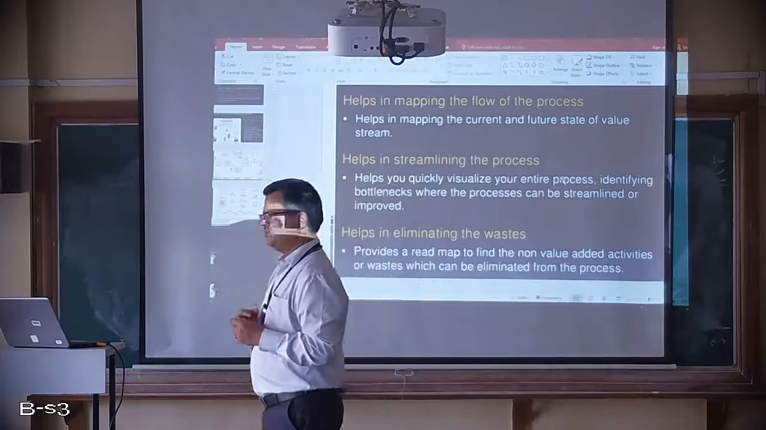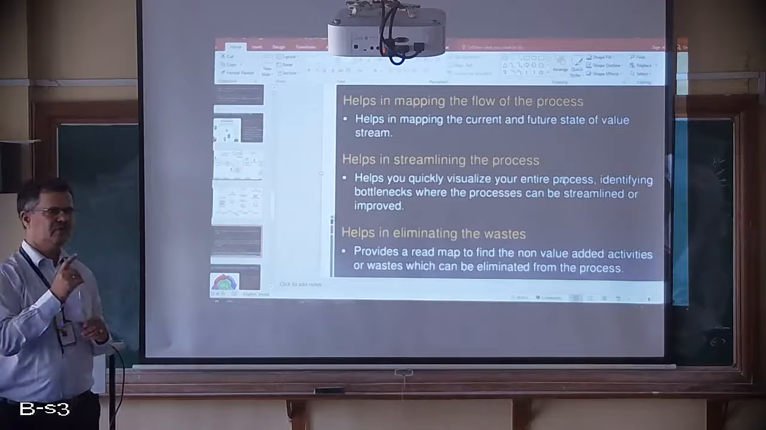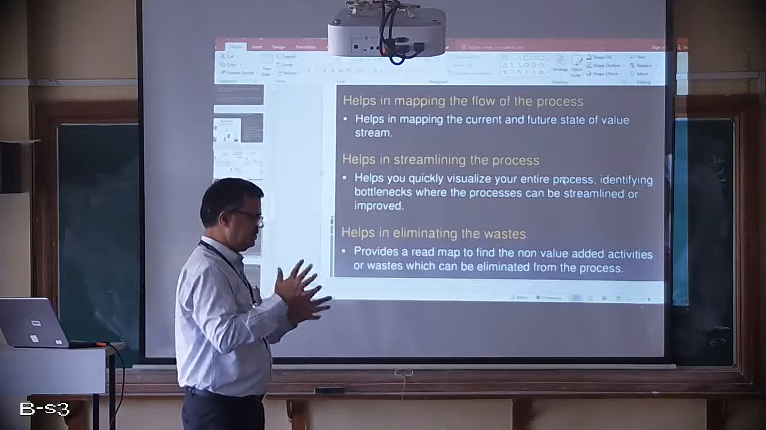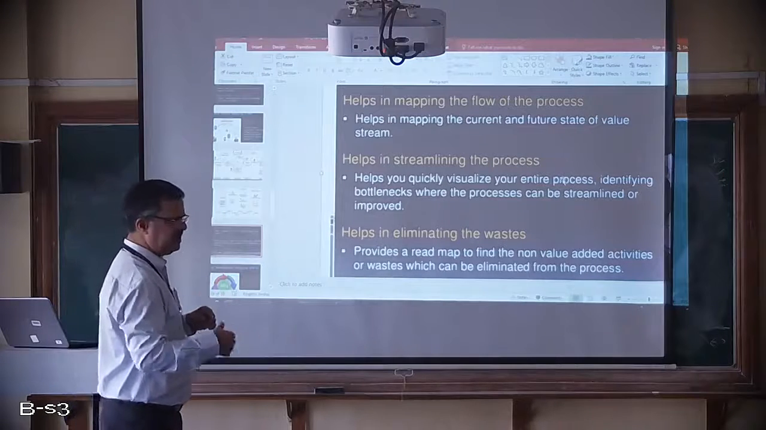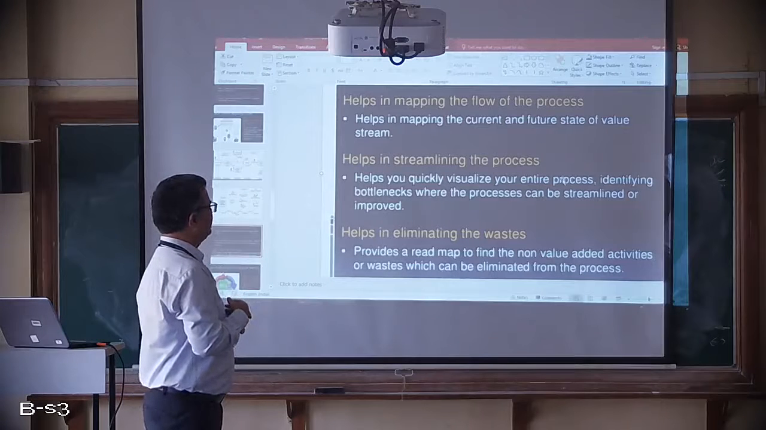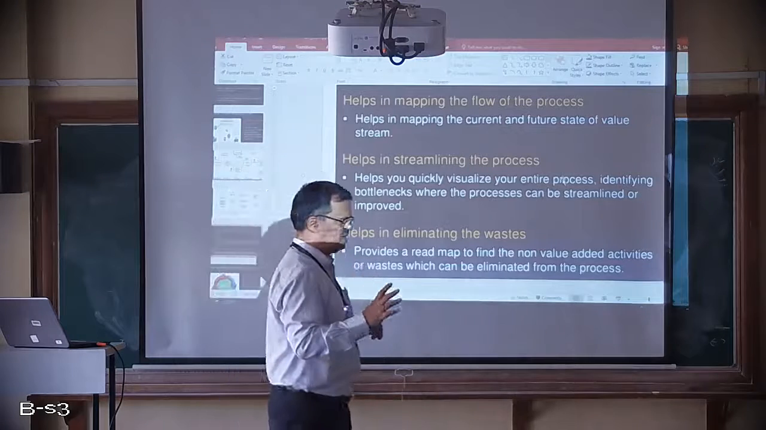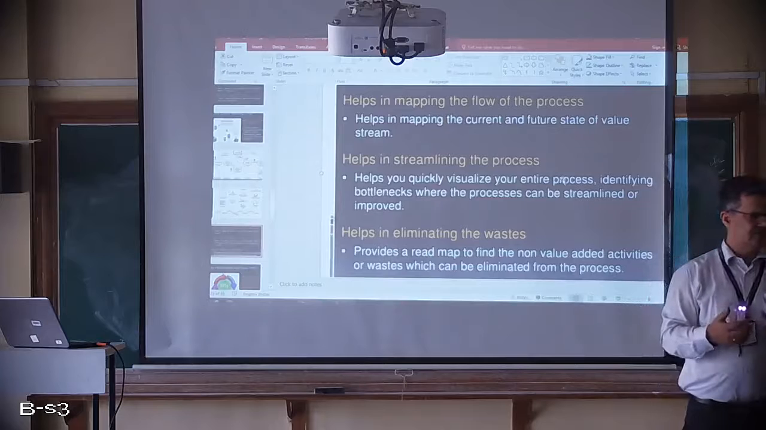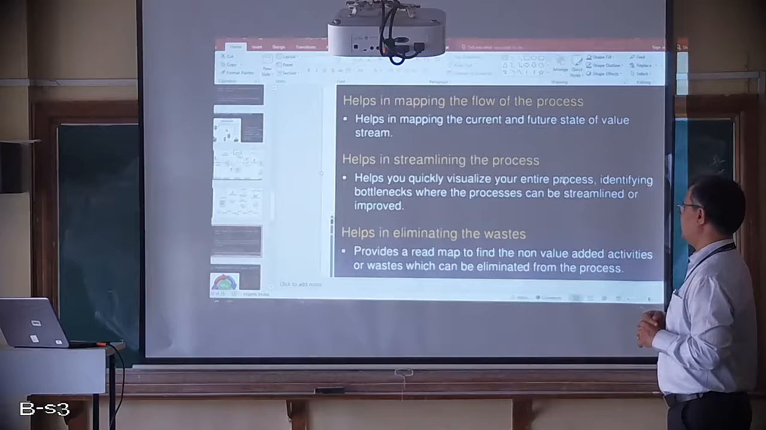So it's very essential to identify the bottleneck. When you're going to streamline the operations or the process, you have to identify the bottleneck. With value stream mapping, when you visualize the entire process, you can identify the bottleneck, where the process can be streamlined or improved. When you focus on the bottleneck in the operation, you can improve or streamline it. So identifying the bottleneck is very important.